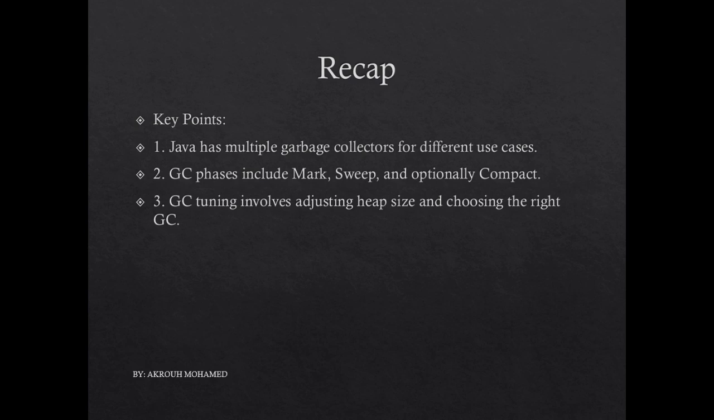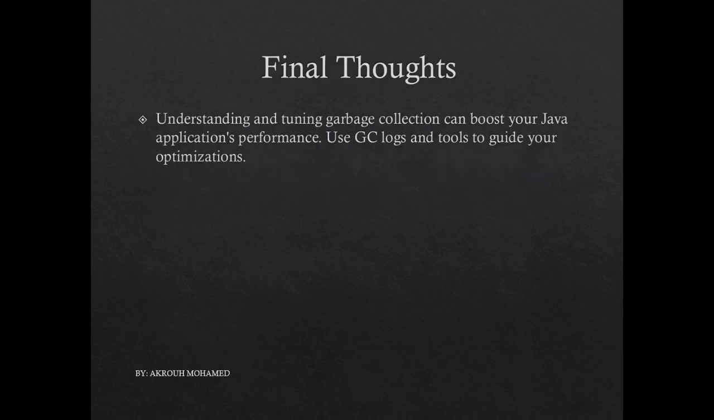In summary, Java provides various garbage collectors to handle different types of applications, from small-scale to ultra-low latency systems. Each garbage collector goes through the mark, sweep, and sometimes compact phases. Tuning garbage collection involves adjusting heap size and selecting the right collector based on your performance requirements. Understanding garbage collection and its tuning options can significantly improve the performance of your Java applications. Be sure to analyze your GC logs and use tools to make informed optimizations.